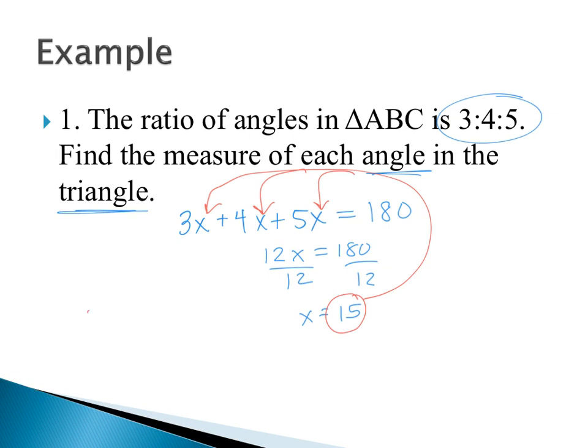So the first angle you would do 3 times 15, which is 45 degrees. The next one is going to be 4 times 15, which is 60 degrees, and the last one is going to be 5 times 15, which is 75 degrees. These are the measures of the 3 angles, and they have a ratio of 3 to 4 to 5.